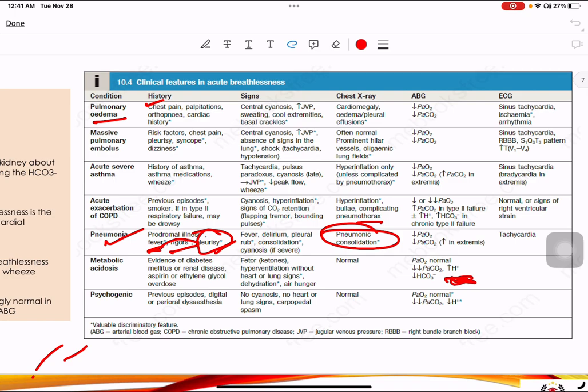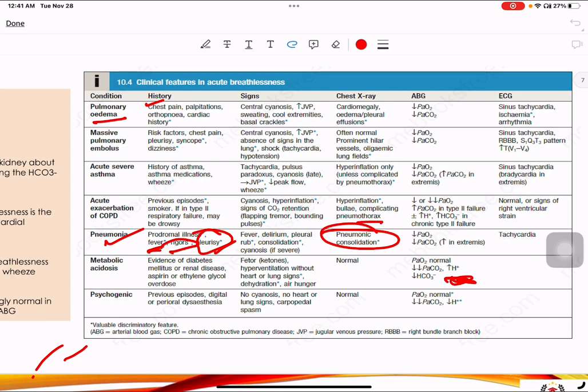Previous episodes of digital paresthesia may give a clue to a diagnosis of psychogenic cause. Actually, it is a diagnosis of exclusion. We have to exclude other causes of shortness of breath. Then, based on the circumstances, we can arrive at a diagnosis of psychogenic cause of acute breathlessness.